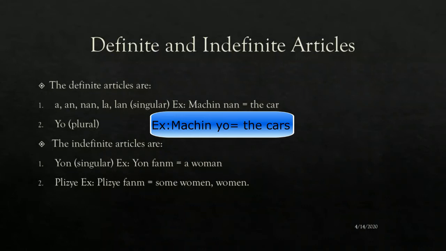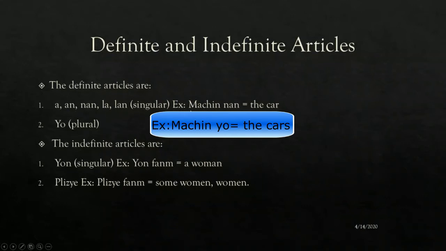All right, the definite articles and the indefinite articles, we have them here. The first ones are a, na, la. Those are singular. So if the noun is singular, you would use a, na, or la.